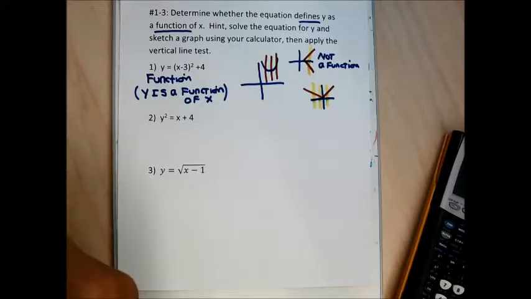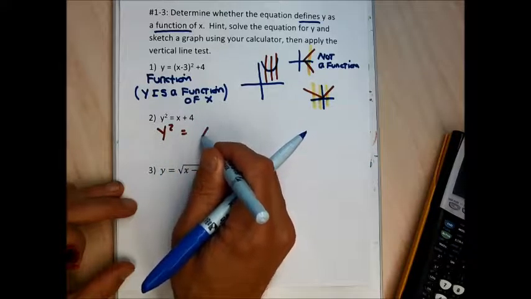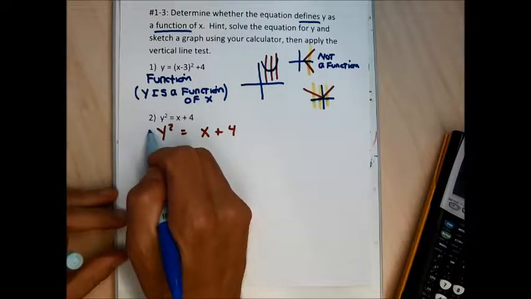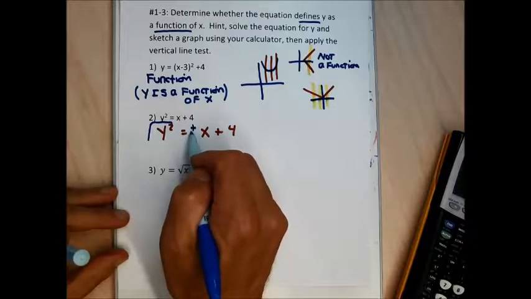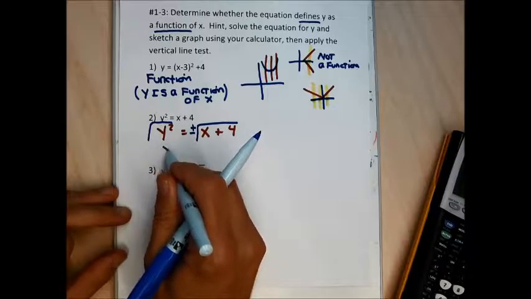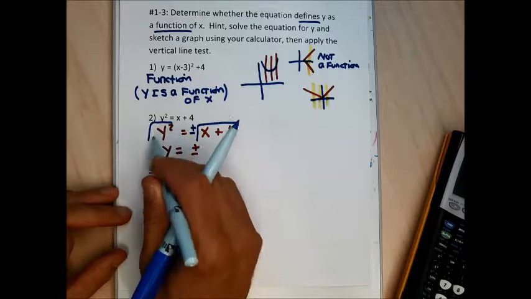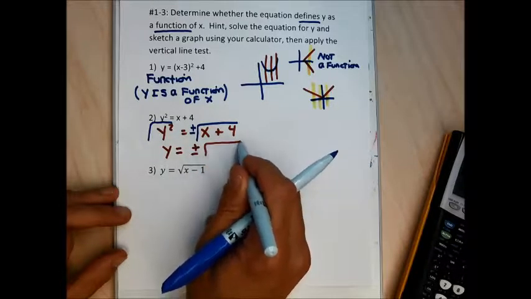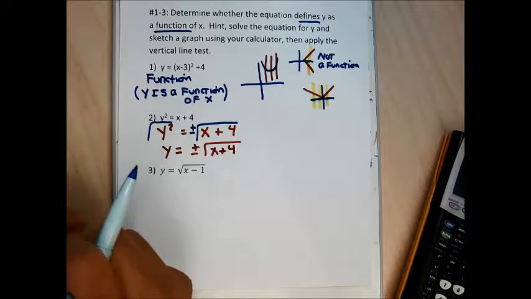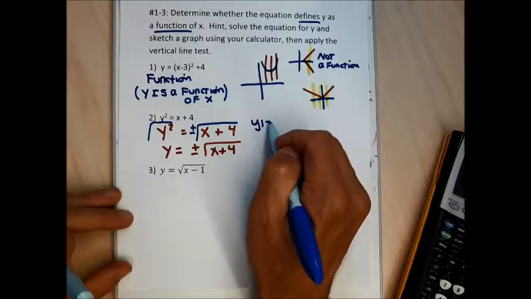For problem 2, I can't graph it immediately because it's not solved for y. It has y squared equals x plus 4. And in order to graph on my calculator, an equation needs to be solved for y. So I'm going to solve the equation in number 2 for y. And in order to solve this equation for y, I have to square root both sides. When I square root the left side, the square root cancels the square. When I square root the right side, I have to introduce a plus or minus. Anytime a problem has a square and I'm solving by square roots, I have to introduce a plus or minus to get both of the solutions.